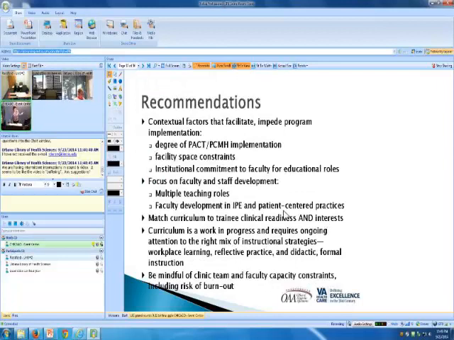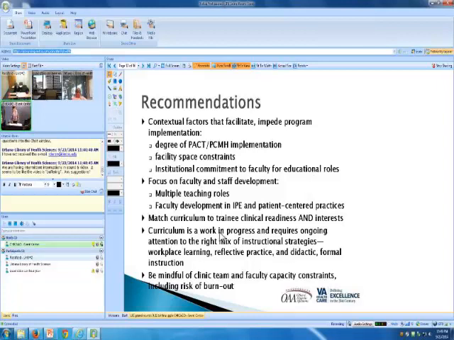So what have we learned from our evaluations so far is that there are certainly contextual factors that facilitate or impede the program, really implementing and then improving and maturing. It's the degree of how much is that PACT implemented. So do they have team-based patient-centered care? So how good is the care that they provide? Space is huge. And then the facility commitment, especially for giving that protected time for those educational roles.